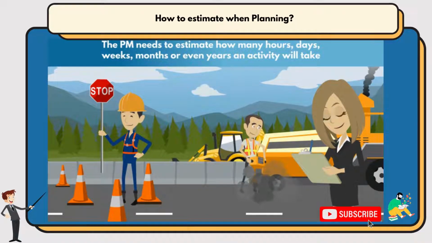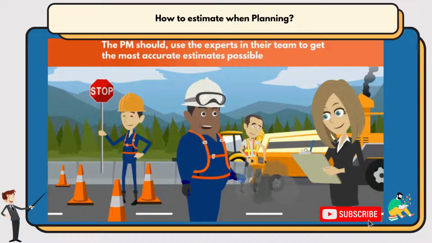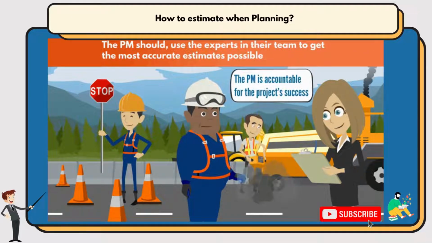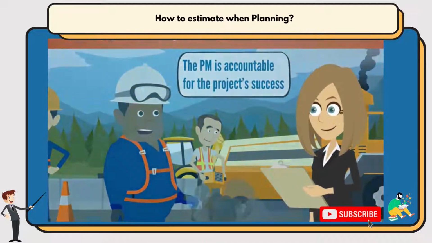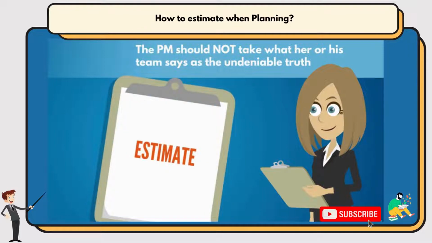She or he can and should use the experts in their team to get the most accurate estimates possible, but it is ultimately their responsibility to make the final decision. They are, after all, the person accountable for the project's success. With that said, the project manager will often not take what her or his team says as the undeniable truth, without proofreading it first at least. So I bet you're wondering, but why even ask them in the first place if you're just going to estimate a different time? Well, let's look at an example.